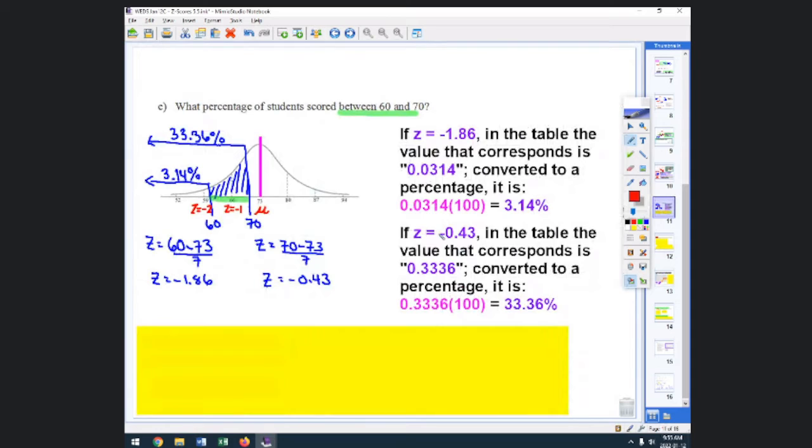Okay, and for the other one, negative 0.43, I would use the table again. And I have these two percentages. Now, hopefully you notice these are both below 50%. Well, this is the lower 50% of the data. Isn't this above 50%? So hopefully this makes sense to you that these should be lower than 50% because they're to the left of the mean. How would I get the region or the percentage in between those two? Any suggestions?